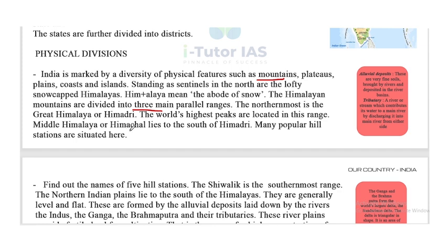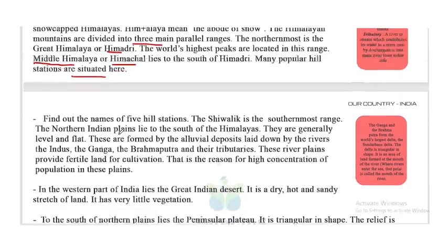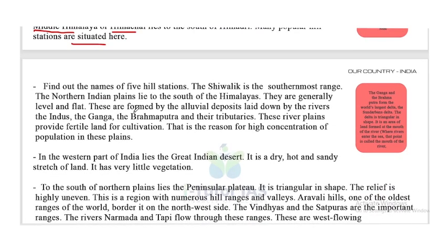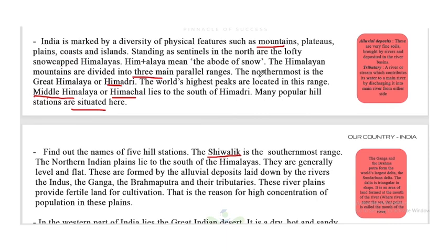Middle Himalaya or Himachal lies to the south of Himadri. The second one is Middle Himalaya or Himachal. First one is Himadri and second one is Himachal. Many popular hill stations are situated in Himachal. Now, the final one, or the southernmost range, is the Shivalik. The northern Indian plains lie to its south. So here we discussed the mountains. First one is the Himalayan mountains.